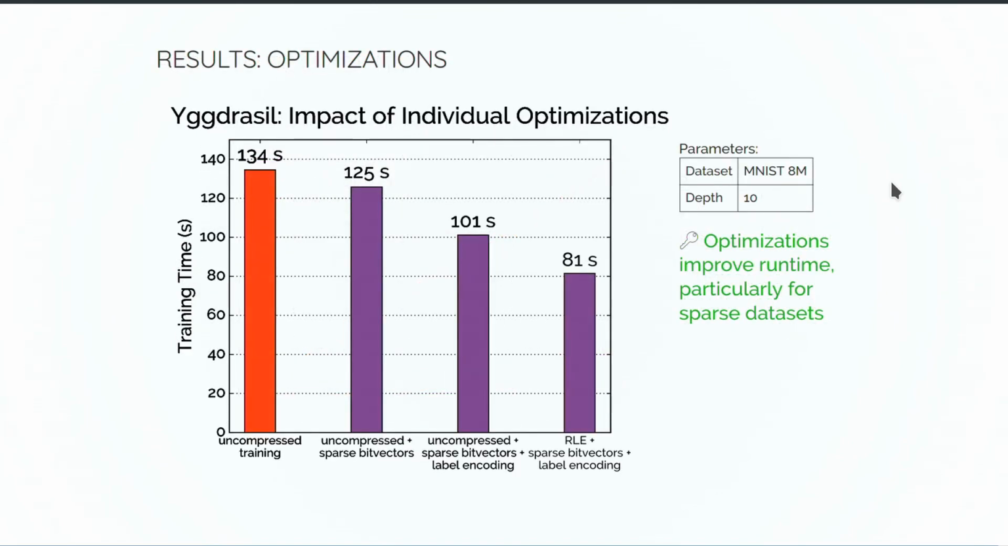And finally, those little nitty-gritty optimizations that made us different from columnar data stores actually do matter. You can see that we've dropped the training time by over 40% just by applying these optimizations, and that each one adds on top of the previous one.